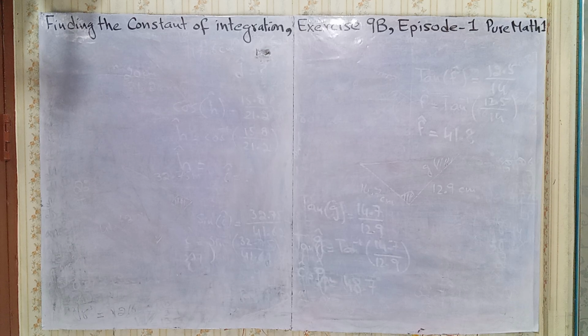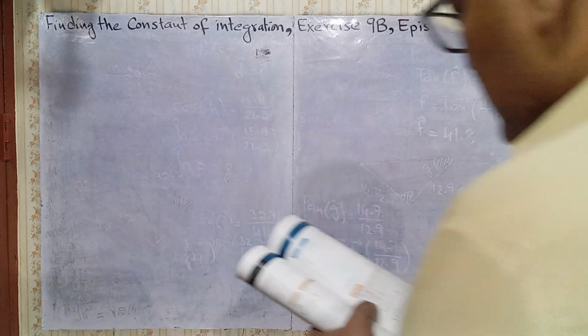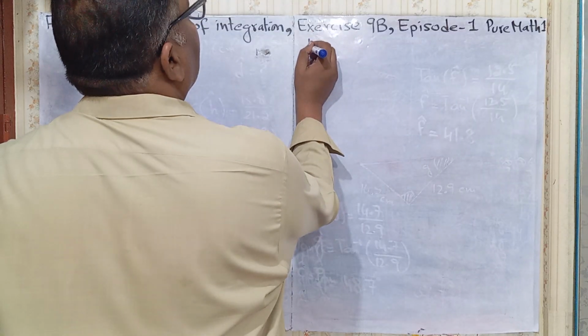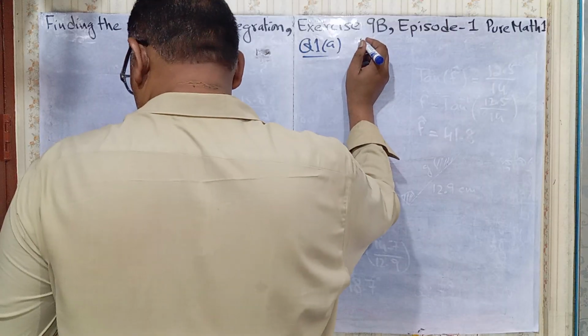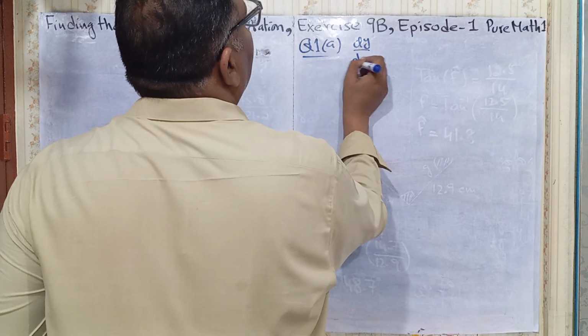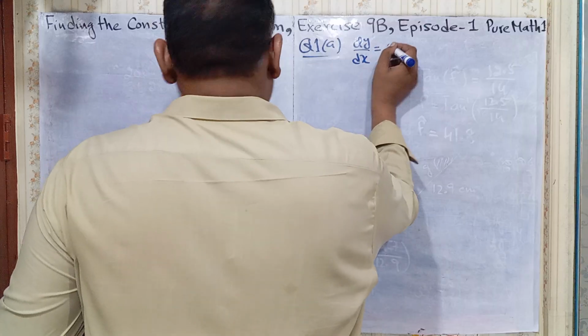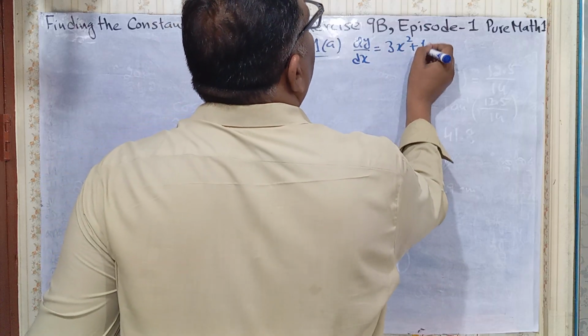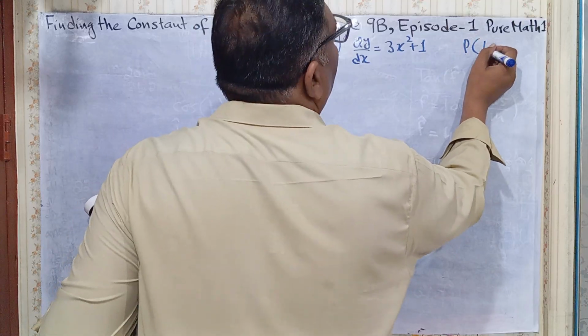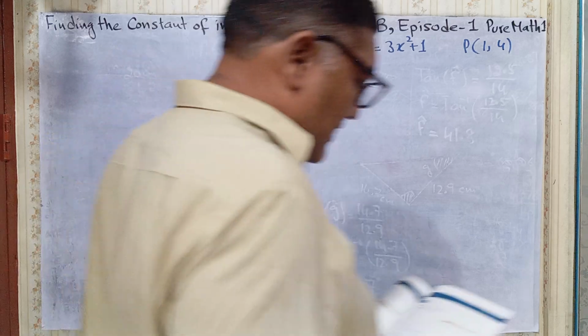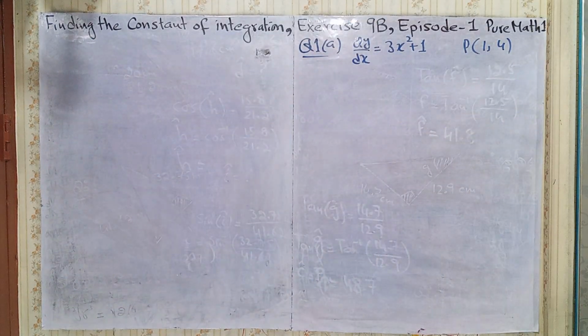It says, find the equation of the curve given that dy by dx and a point P on the curve. This is question number 1, part A. Here we have dy by dx equals 3x squared plus 1, and the point P is (1, 4). So what I will do is integrate this, and we will try to find the value of C by putting in this value.